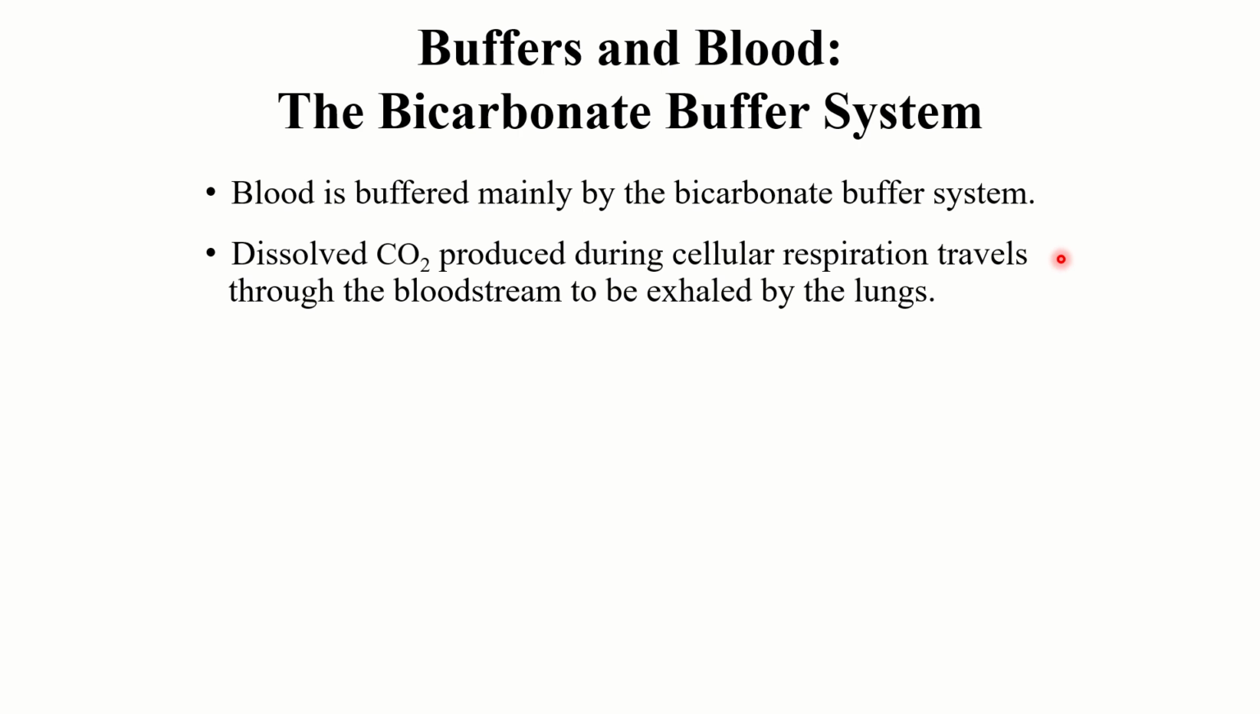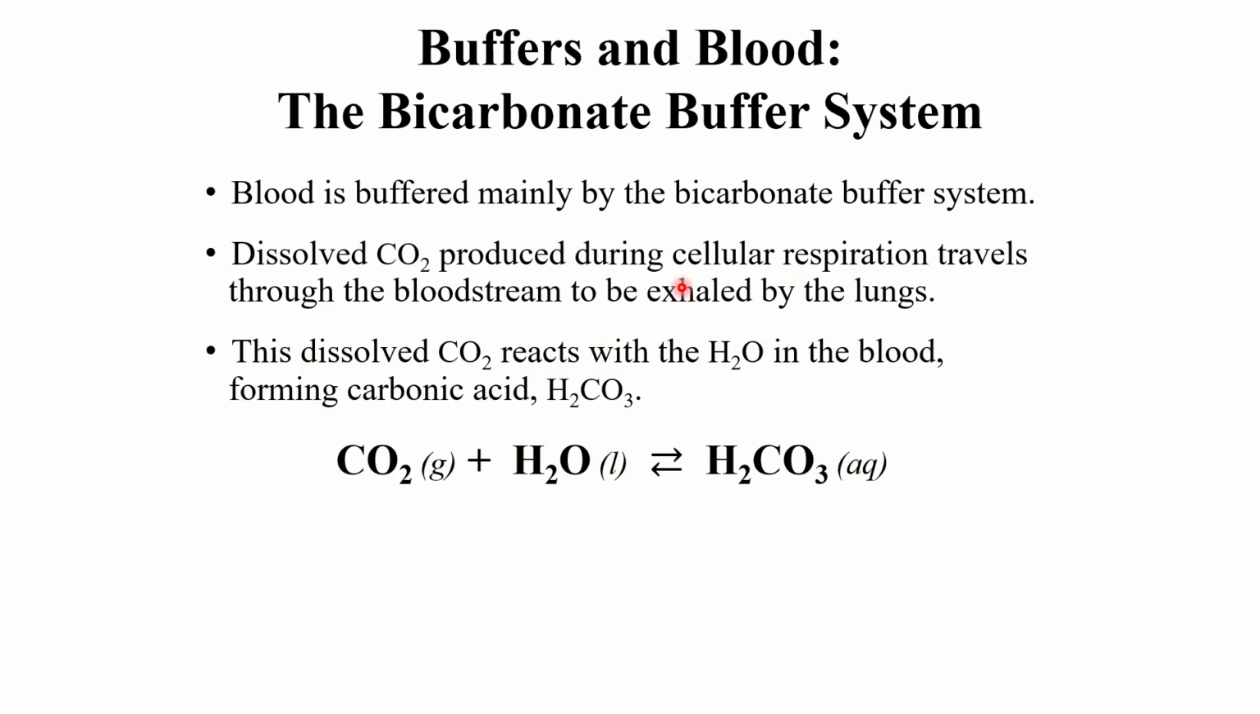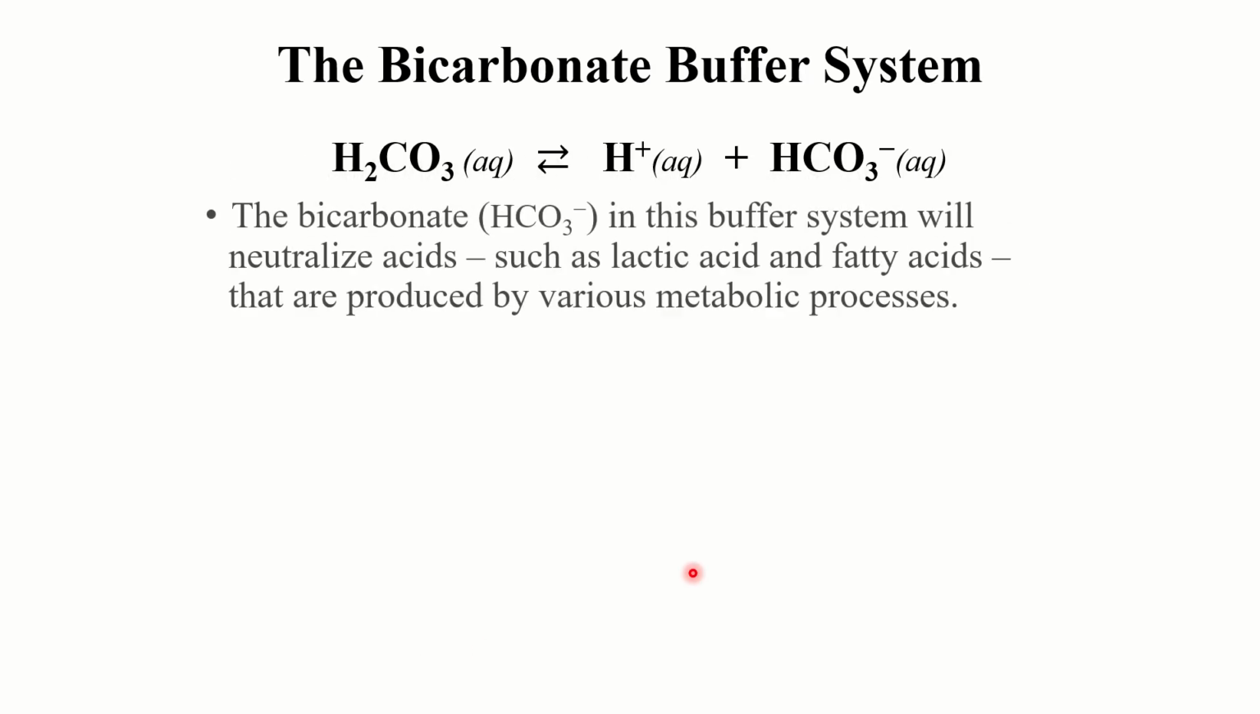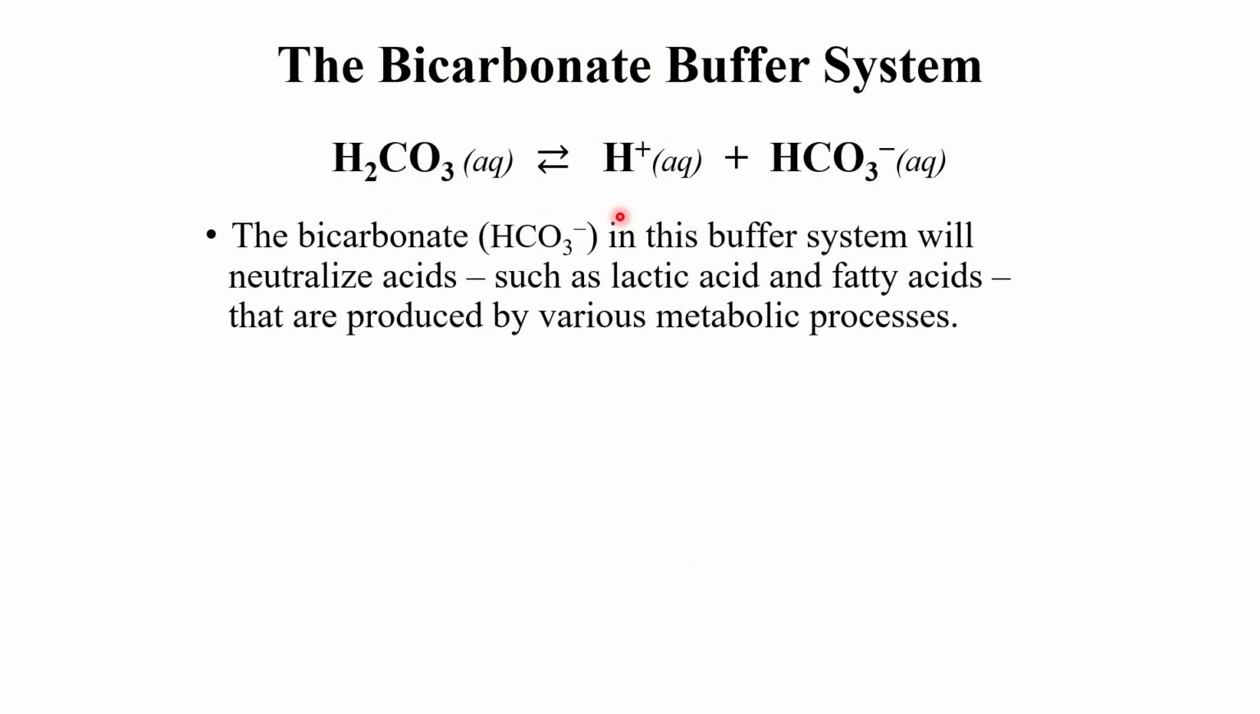A real-life example of a buffer is your blood. So your blood uses a bicarbonate buffer system. Dissolved carbon dioxide produced during cellular respiration travels through the bloodstream to be exhaled by the lungs. This dissolved CO2 will react with H2O in your blood, forming carbonic acid, H2CO3. This carbonic acid can further dissociate to form the bicarbonate ion, HCO3-. And this is our buffer system.